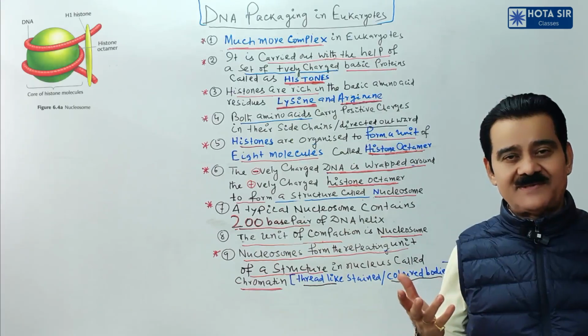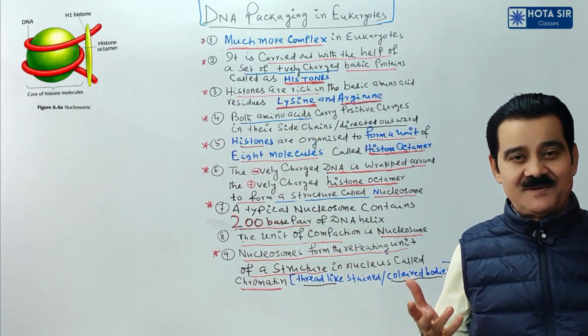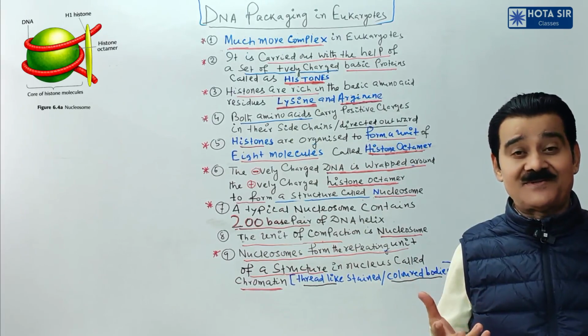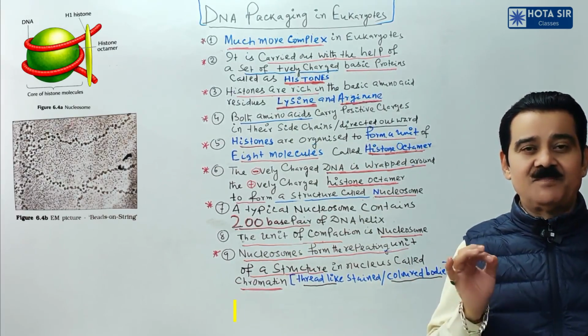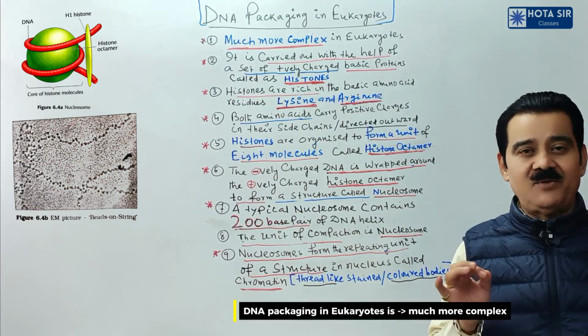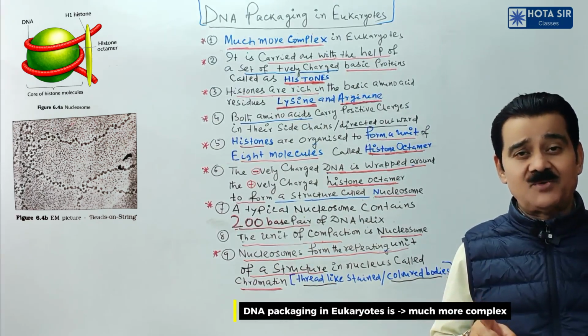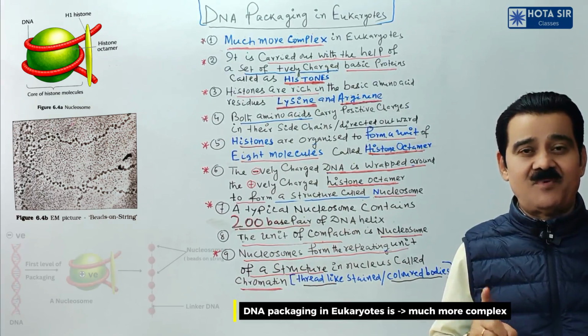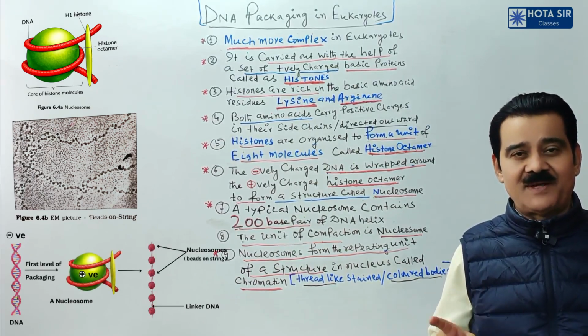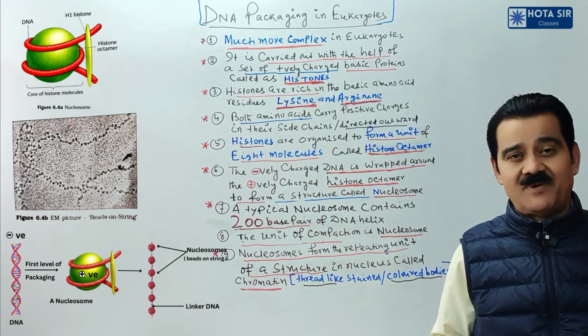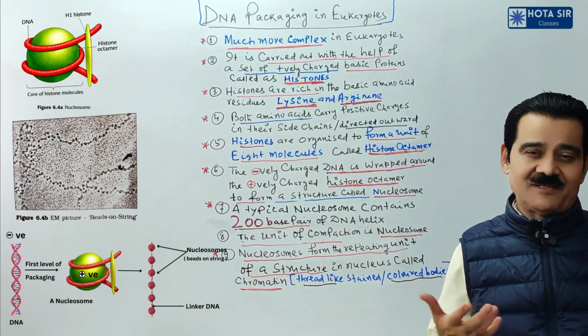Now DNA packaging in eukaryotes. It is much more complex in eukaryotes. My dear children, DNA packaging is much more complex in eukaryotes as compared to prokaryotes. This is a very important line of NCERT, that it is much more complex. You have to remember this line for attempting questions in the NEET examination.